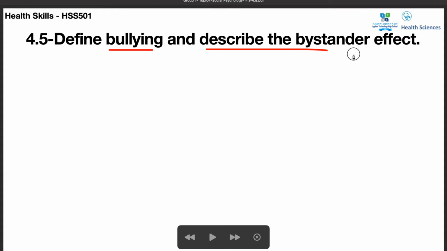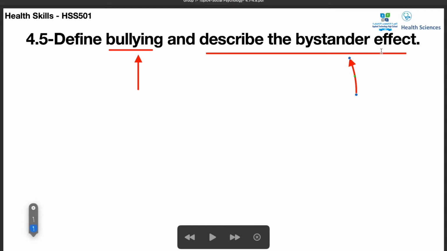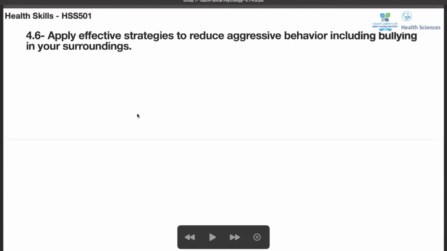Define bullying and describe the bystander effect. This is very straightforward. First of all, define bullying, and then discuss or describe what a bystander effect is.